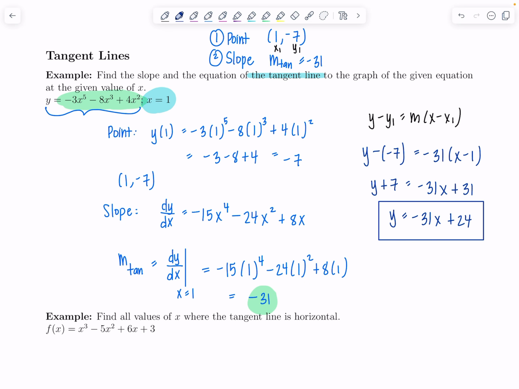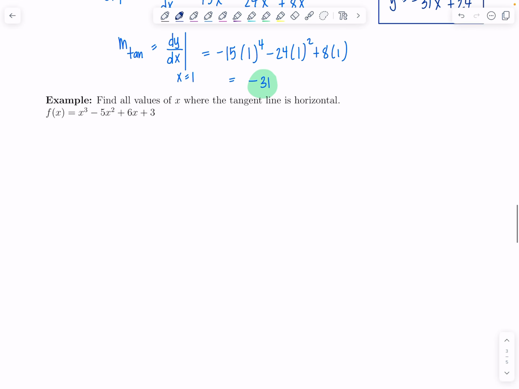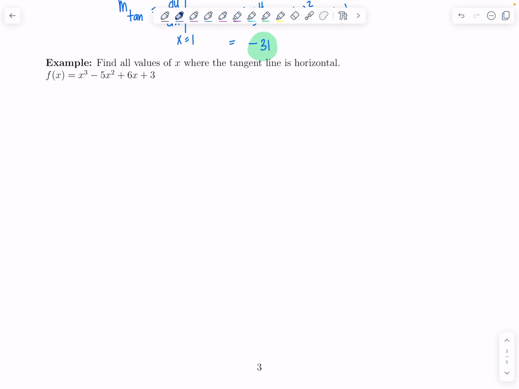Now, we can do some different applications involving tangent lines. Look at the following example. It says, find all values of x where the tangent line is horizontal. And then the function here that's given is x cubed minus 5x squared plus 6x plus 3. So this time they didn't give me a value of x to plug in after I find the derivative. They want me to find x so that the tangent line is horizontal.